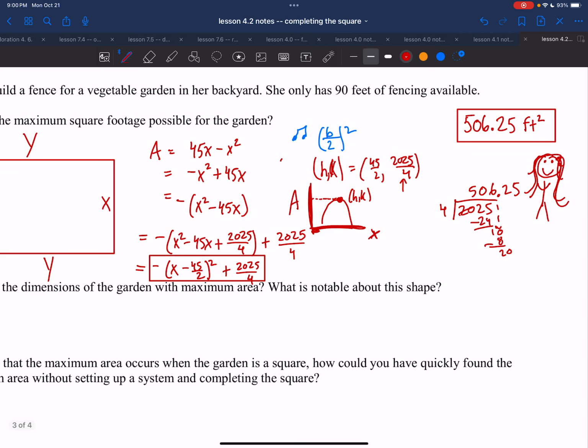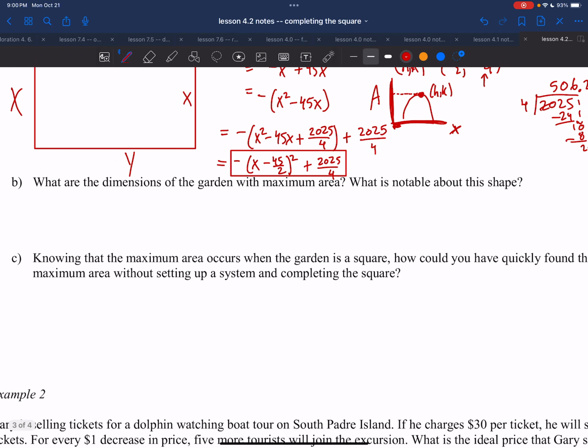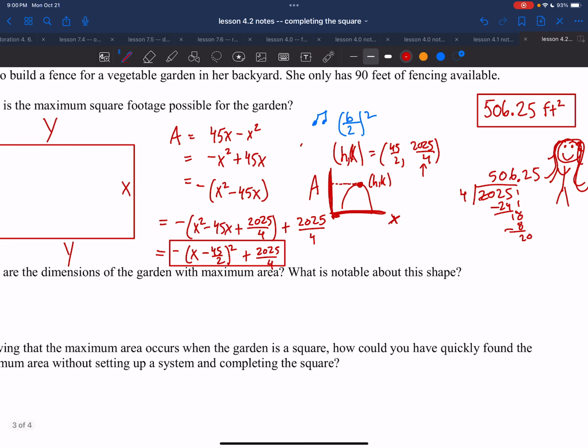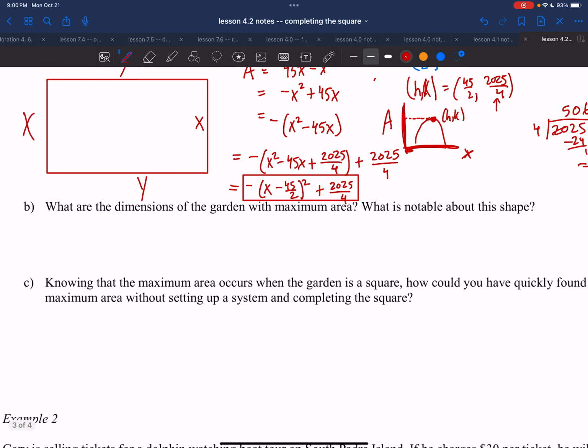Who knew, right? A few follow-up questions about this. Yes, we've answered the main question, but just a few follow-ups. It says, what are the dimensions of the garden with maximum area? Right, so if you were to tell Jenny, okay, the maximum area you can have is 506.25 feet. And she says, that's great. What length and width do I need to do that? And I say, oh, okay, let me help you out here, right?